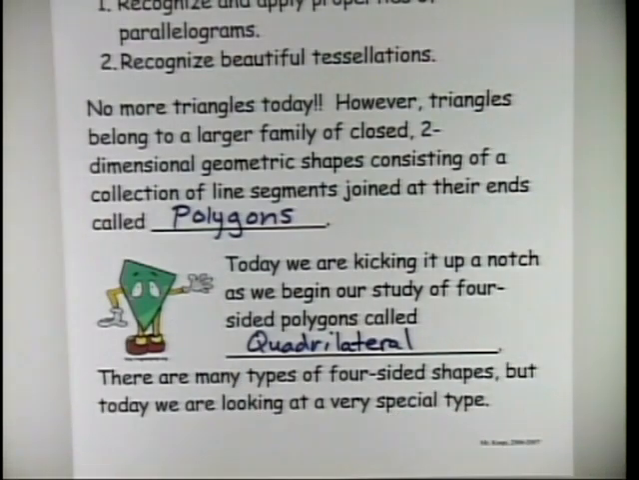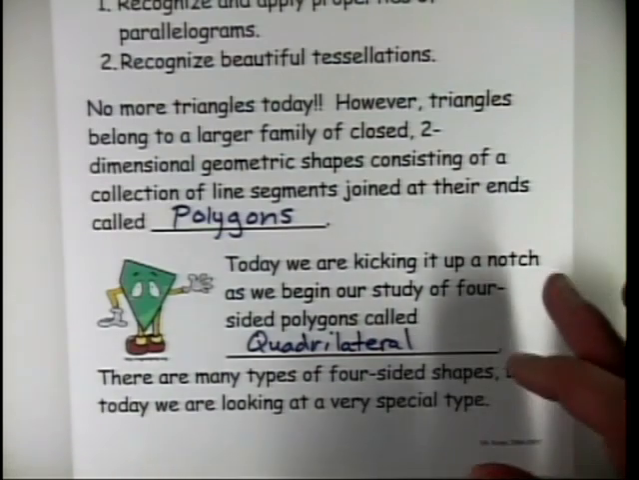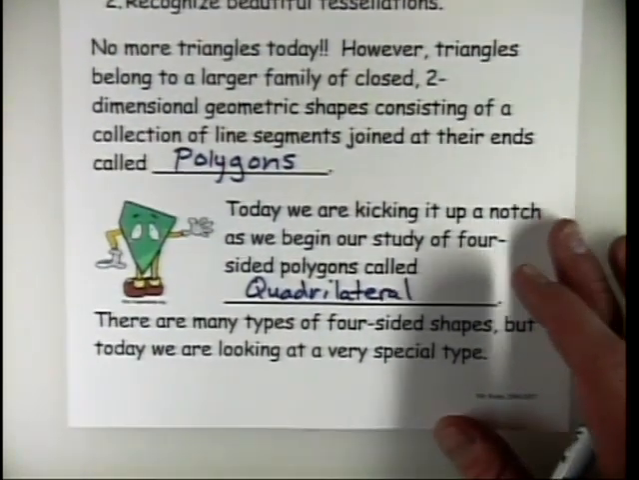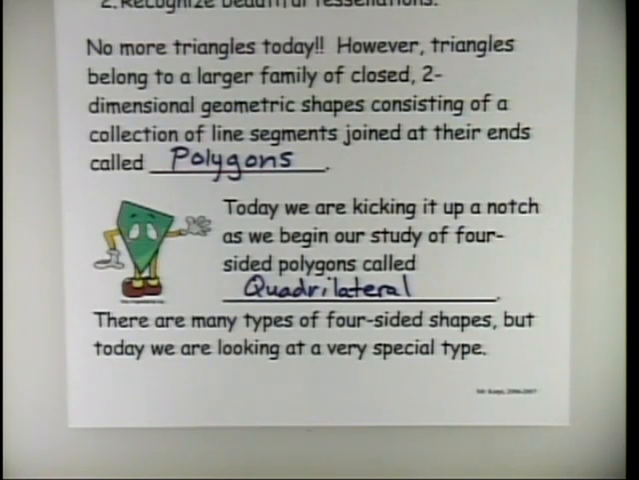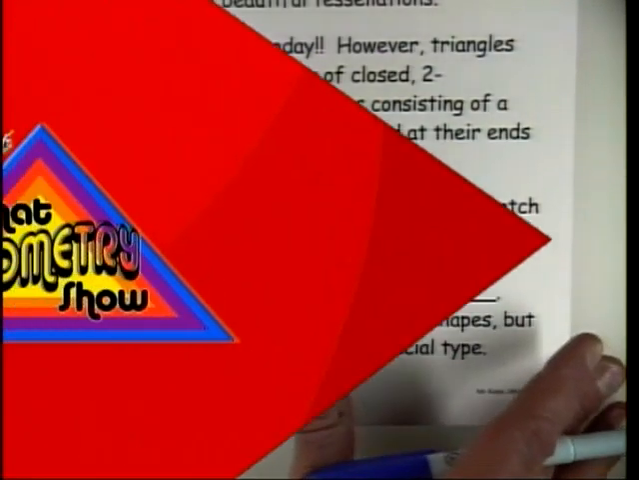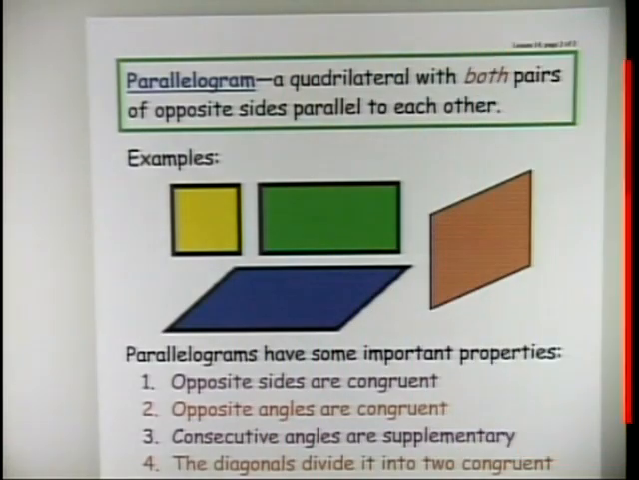This guy right here, who's waving at you, hello, he's a four-sided polygon. He is a quadrilateral. And I don't know why he has such a long face. I'd be a little happier if I was him. Now, there are many types of four-sided shapes, many types of quadrilaterals, but today we're looking at a very special type of quadrilateral, and that guy is called a parallelogram.